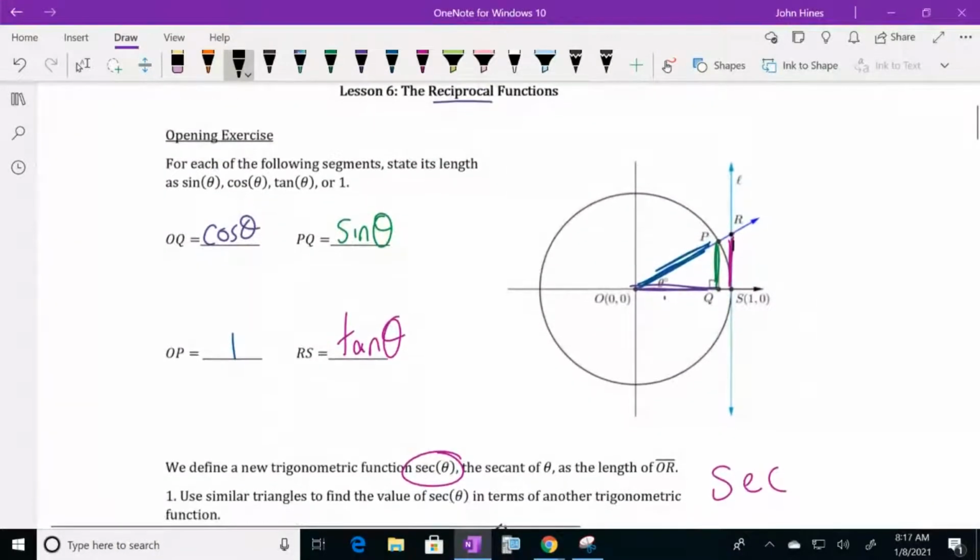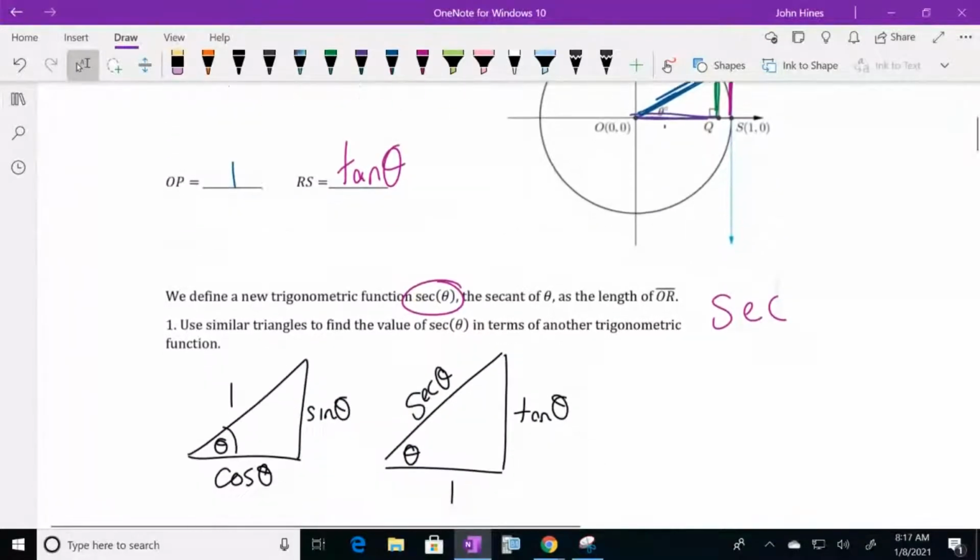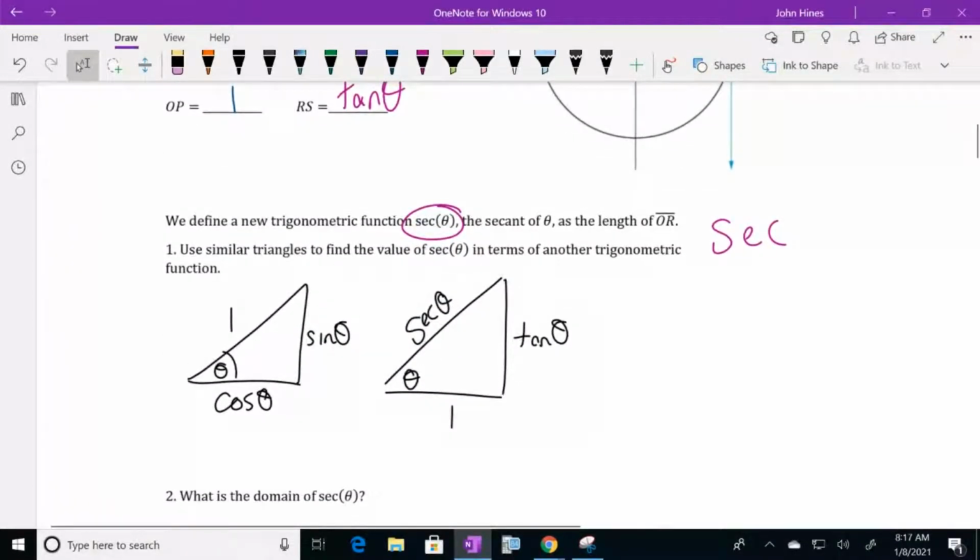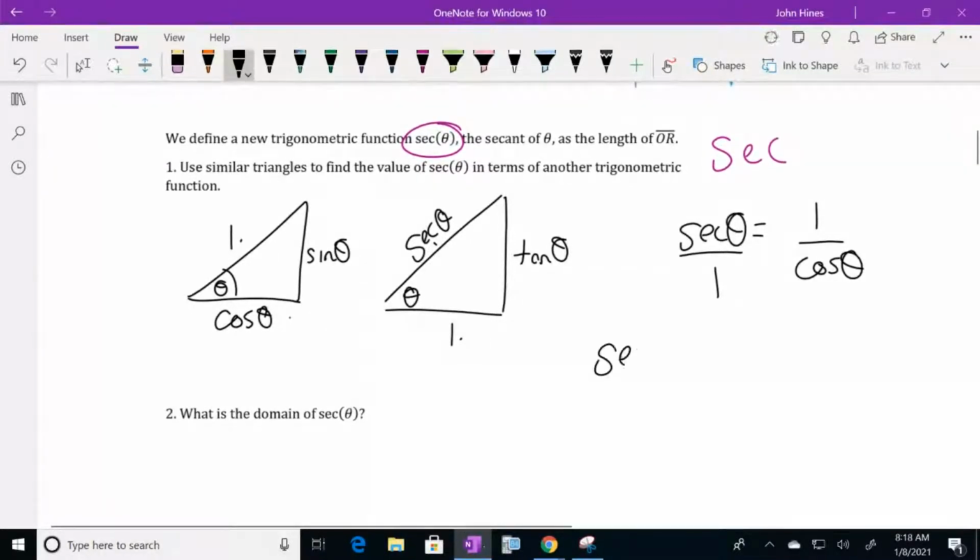So what we did is we've defined this hypotenuse here as the secant of theta. Physically, the secant of theta is the length of that terminal ray and that perpendicular line intersecting. So what is secant theta? Well, let's set up a proportion. Secant over 1, hypotenuse over adjacent, equals hypotenuse over adjacent, 1 over cosine. So the huge thing here is there's this new trigonometric function called secant. What is secant? Secant is the reciprocal of cosine.